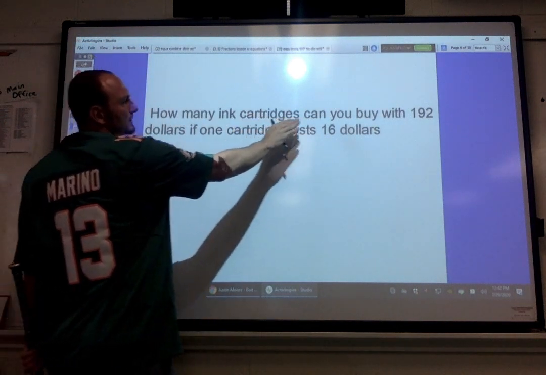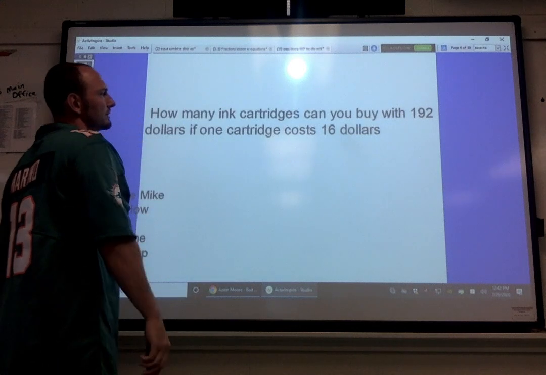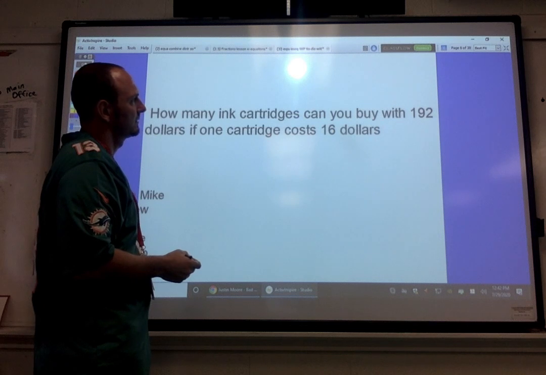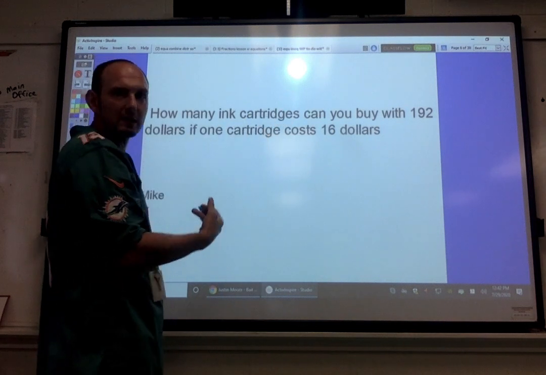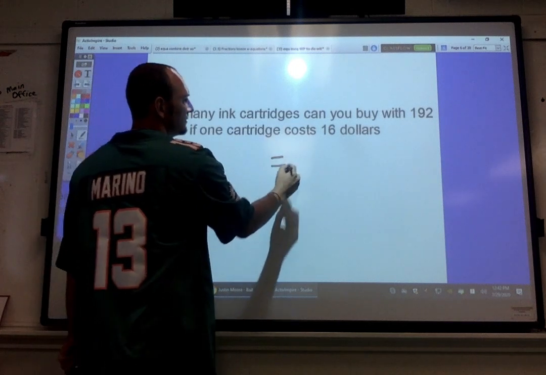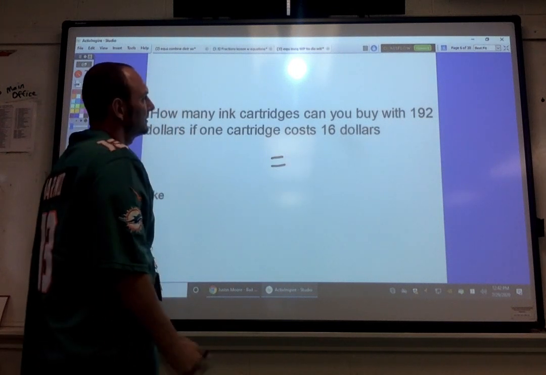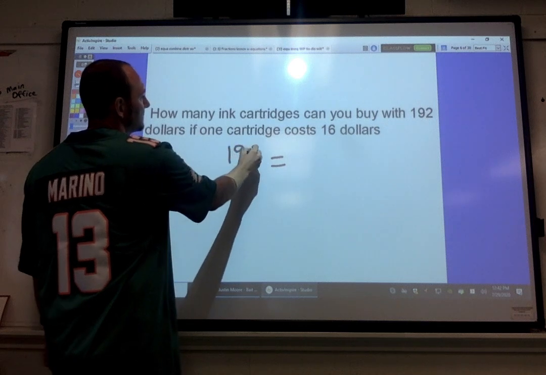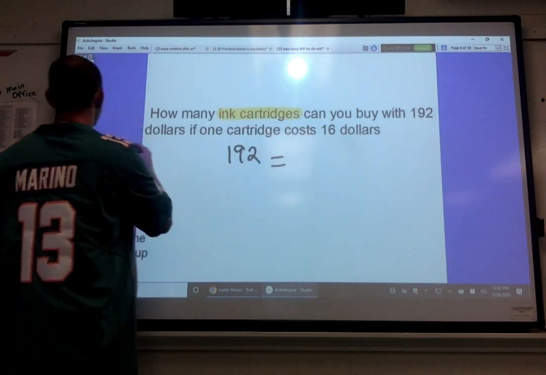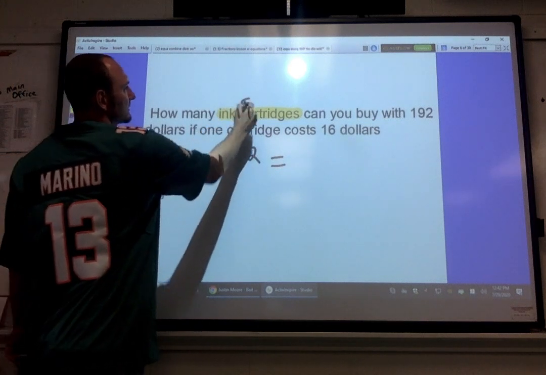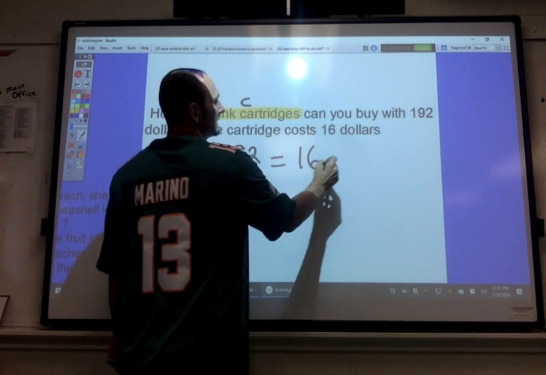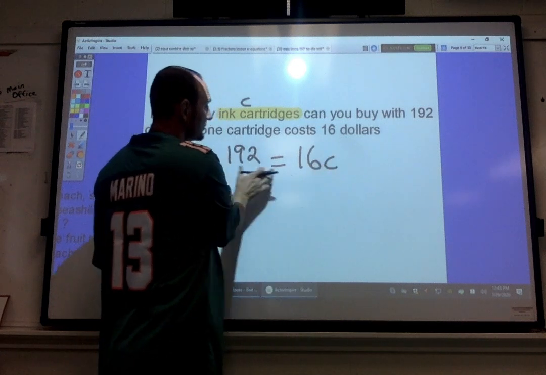How many ink cartridges can you buy with $192 if one costs $16? Well, you would think I can just divide that to get the answer, right? But how would I write that as an equation? Well, I have a total of $192, and I'm buying ink cartridges, so I'm going to use C for ink cartridges. And each one of those is $16. So 16 times the number of ink cartridges should equal our total money.